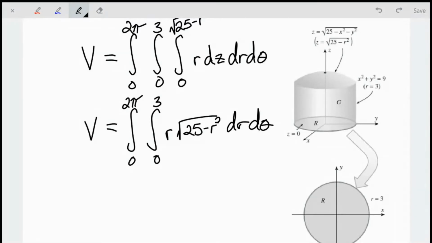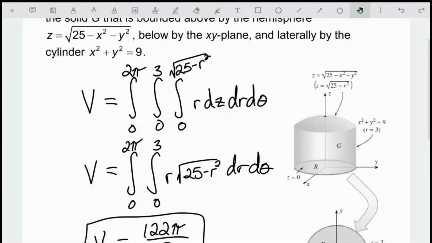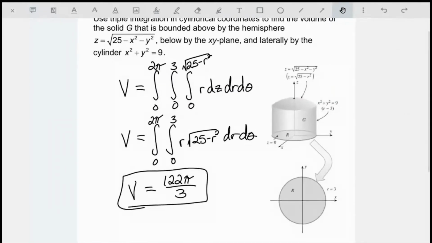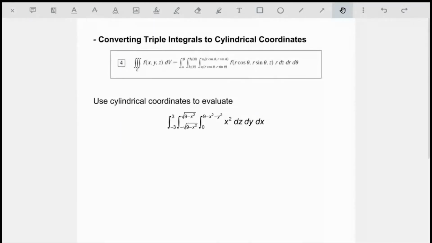So when needed, solve them by hand. When it's not needed, you can plug them into the calculator once you get down to that double integral. So in this case, if I were to solve this out, my volume, the exact value is 122 pi over 3. Okay, so not really that difficult to do. The one big thing when you set these up, don't forget about that r, just like when we were doing the double integrals with polar coordinates. Okay, so again, relatively simple here because the diagrams were already given.